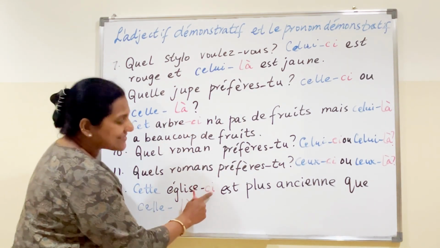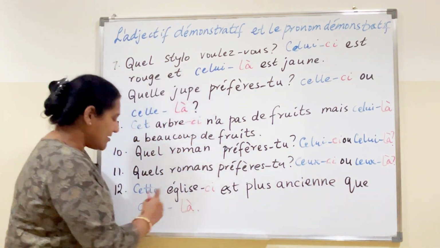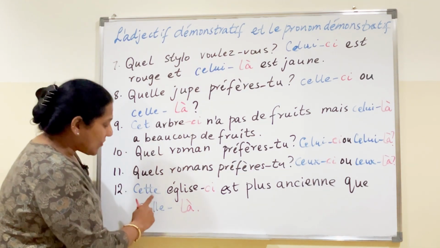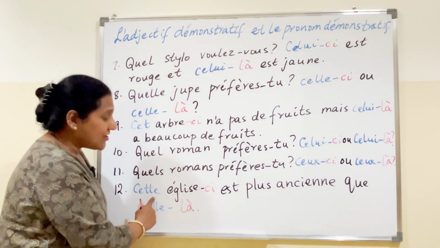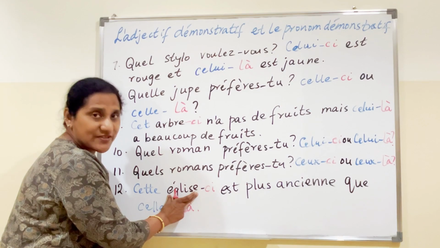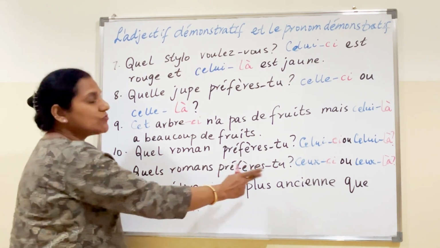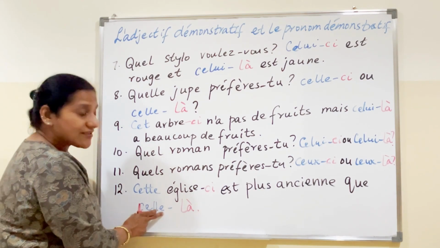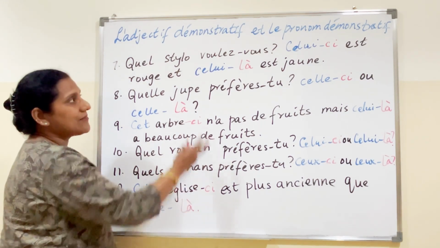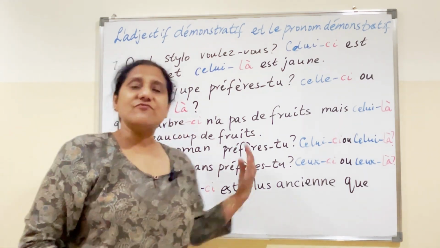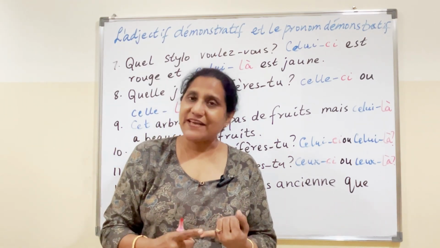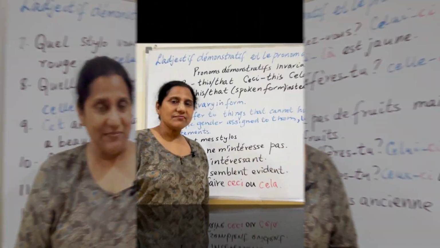Cette église-ci est plus ancienne que celle-là. So, why did we put a demonstrative adjective here? Because église is a noun which is feminine and singular. So, cette église is more ancient than the one there, celle-là. So, in all these examples we saw that we had to add the suffixes -ci and -là.